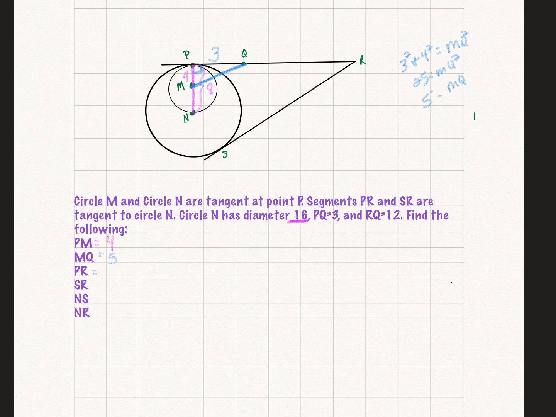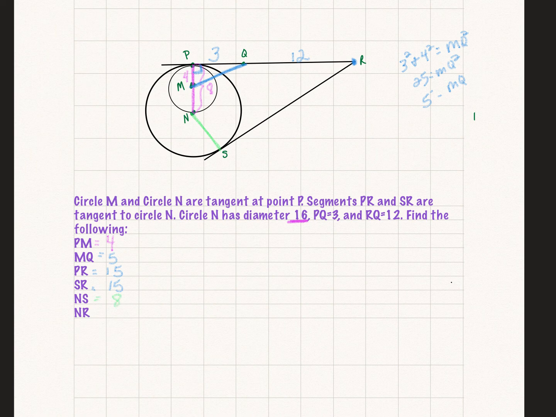The next thing we're looking for is PR. I know that RQ is 12. They told me that. I should mark that. So then I know that PR, that's an easy one, is 15. The next one we're looking for is SR. And here's the thing, we have that theorem that states if you have two tangents from the same outside point to the same circle, then they're congruent. So I know that SR also has to be 15. The next thing I'm looking for is NS. So looking for NS, that line right there, well, that's the radius of circle N. And I know that the diameter of N is 16, so I know NS is 8.